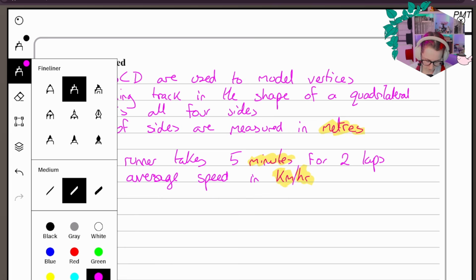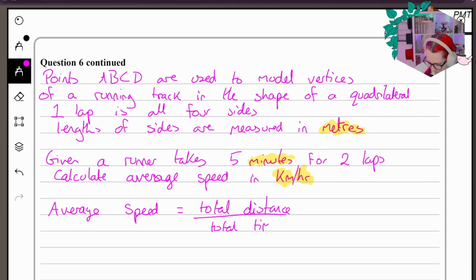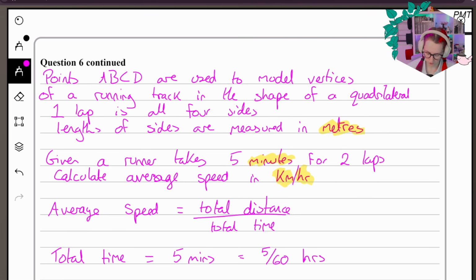So we want the average speed. So average speed is total distance over the total time. So let's work this out in kilometers an hour. So the total time is 5 minutes, which is 5 divided by 60 hours. Okay, not too bad so far.